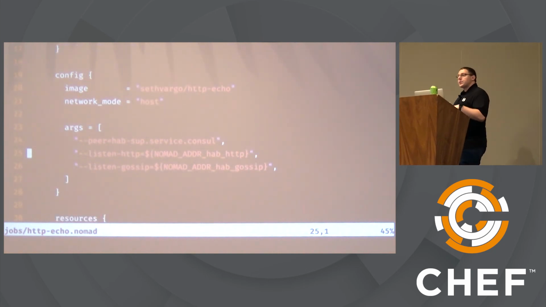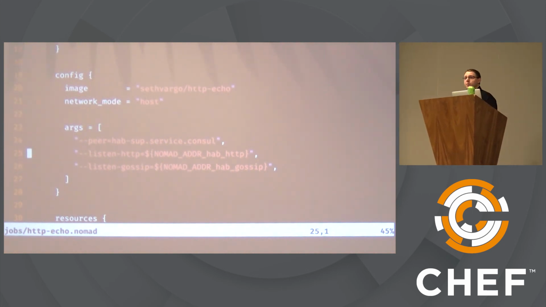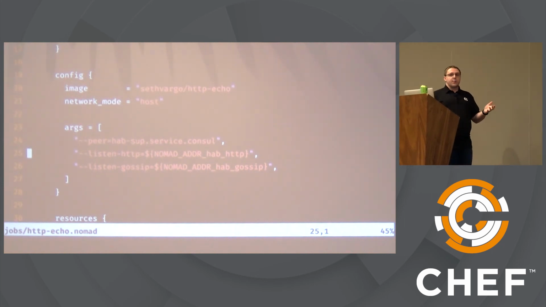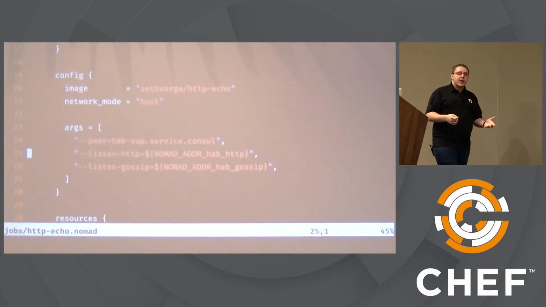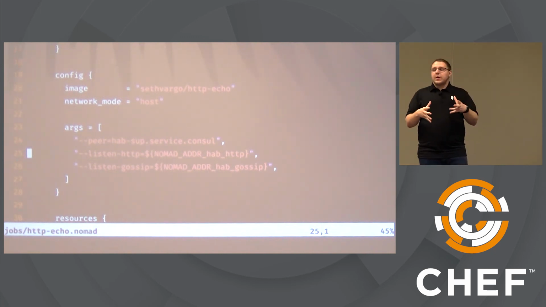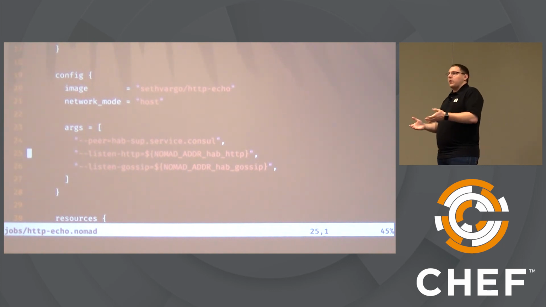Down here, I'm passing in some arguments to my container. Remember, my container is running the Habitat supervisor, and the Habitat supervisor, by default, runs its HTTP port and gossip ports on 9631 and 9638. But if I bind those ports on my host, that means I can't scale my application. There's only one port that is 9631. I can only bind that one time per host.